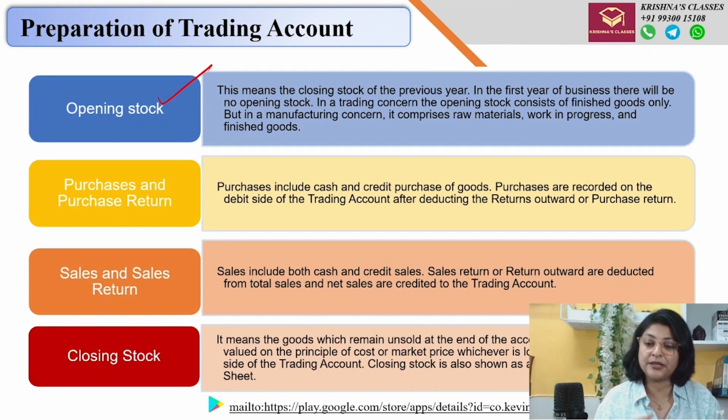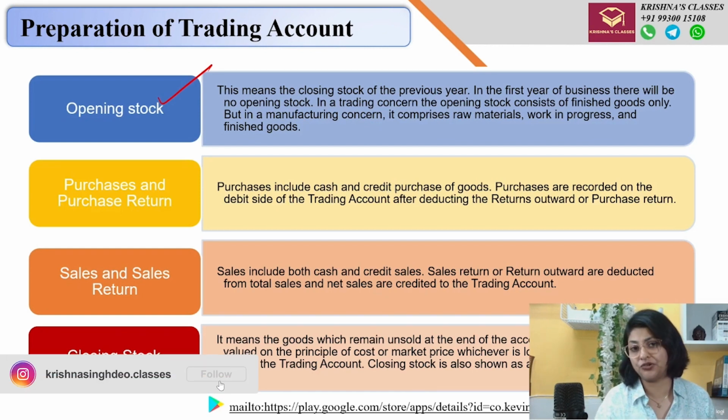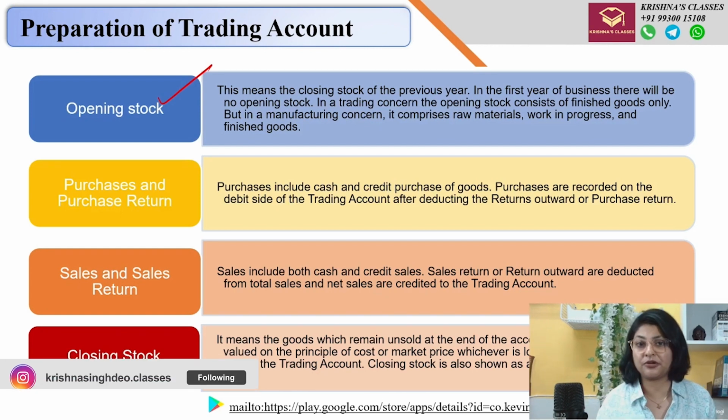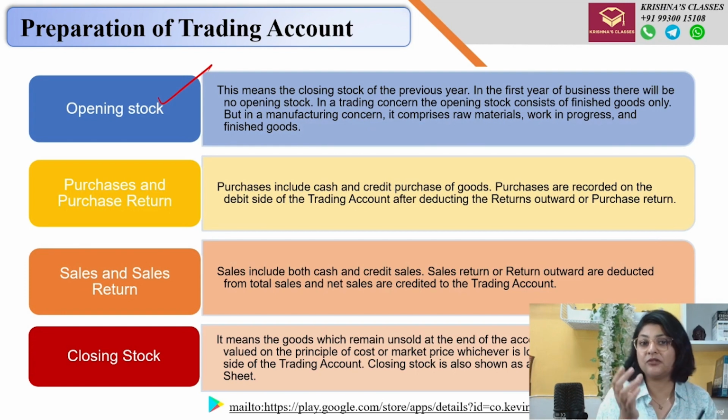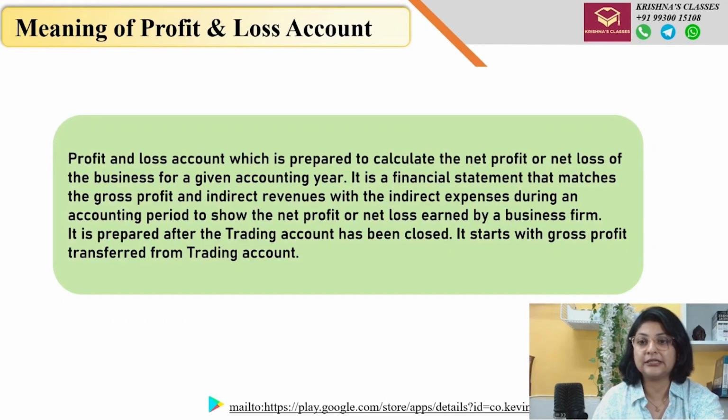Work in progress means when the goods are neither in the raw material form nor in the finished good form, and the process of production is going on. So the in-between state of the goods is known as work in progress. Purchase and purchase return, I have already explained to you. Sales and sales return, already explained to you. Closing stock means stock at the end of the year. So these are certain items.